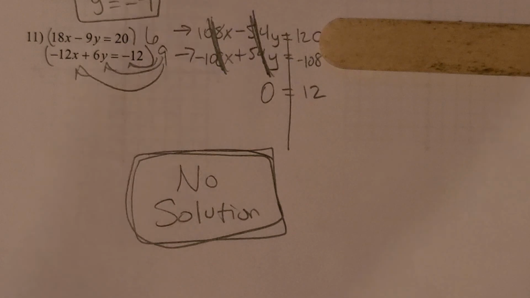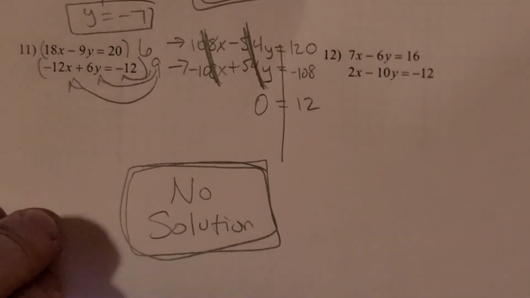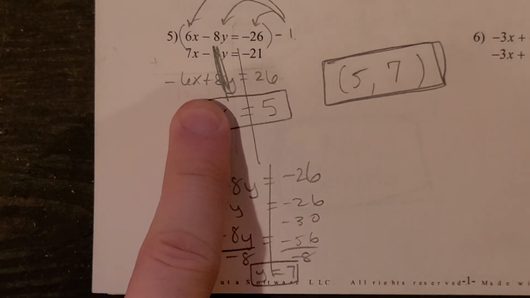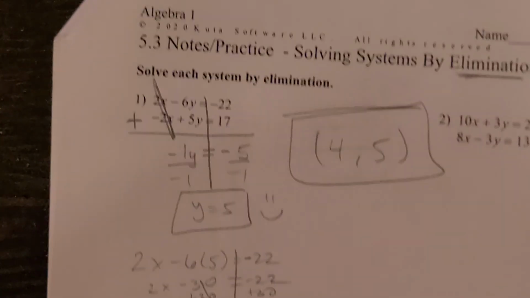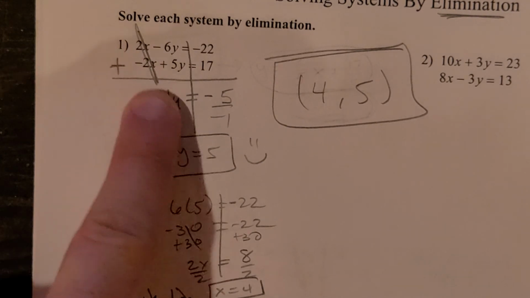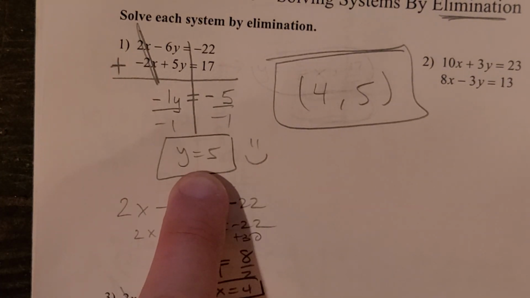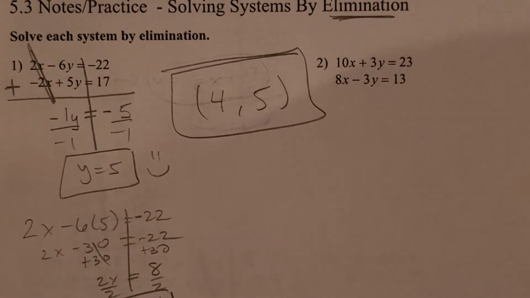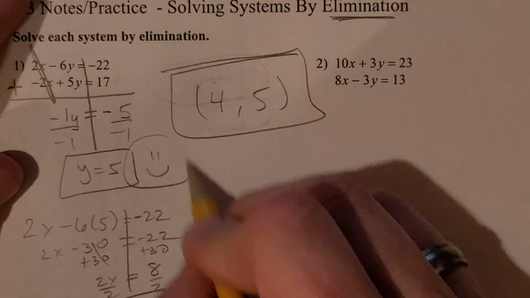Okay, quick recap of elimination. When solving a system by elimination, you want to first make sure you have opposites. If you don't have them, you've got to create them by multiplying. But once you have opposites, you're going to add them together and solve for one variable. Plug that back in for the other variable. You're going to write your answer and then go, smiley face.